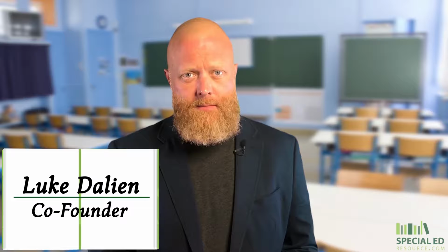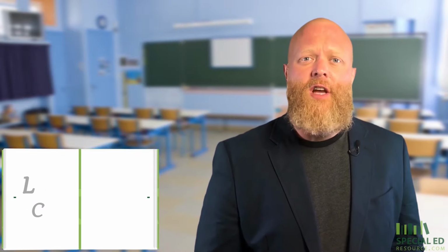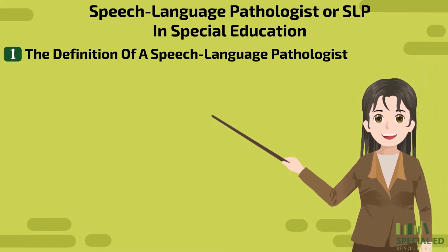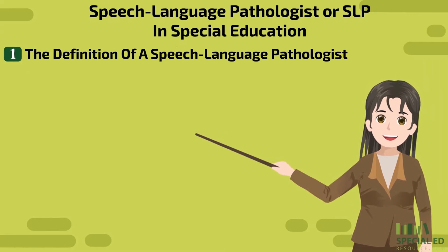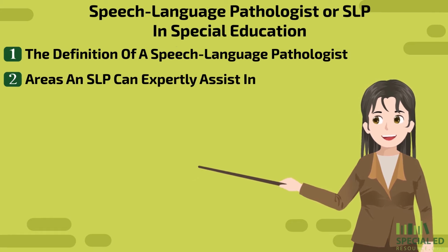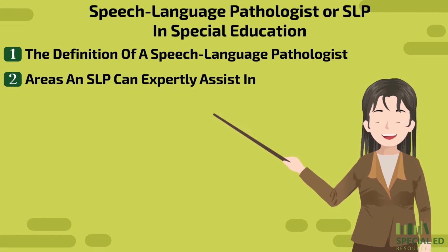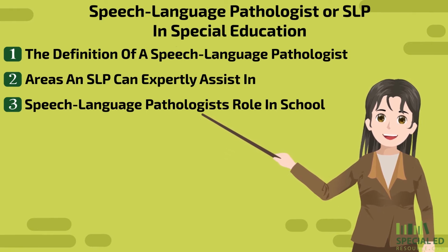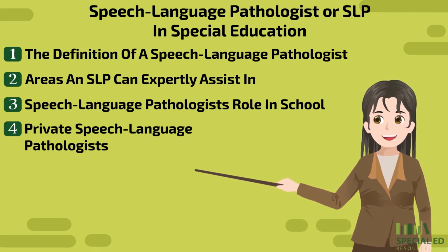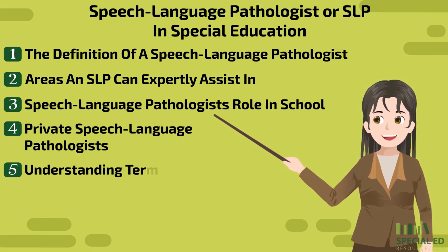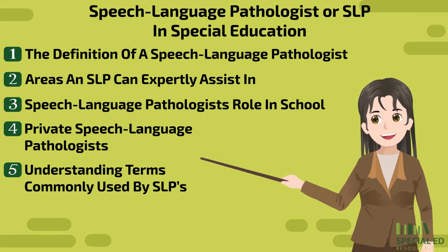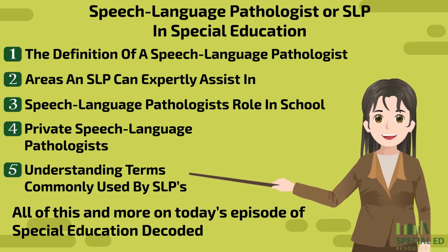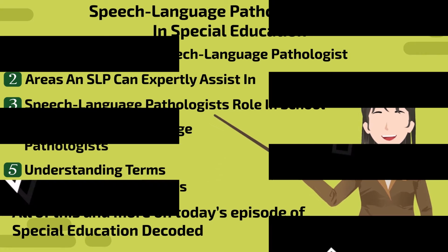In special education, specifically, we're going to focus on the following 5 areas. Number 1, the definition of a speech-language pathologist. Number 2, areas an SLP can expertly assist in. Number 3, speech-language pathologist's role in school. Number 4, private speech-language pathologists. Number 5, understanding terms commonly used by SLPs. All of this and more in today's episode of Special Education Decoded.